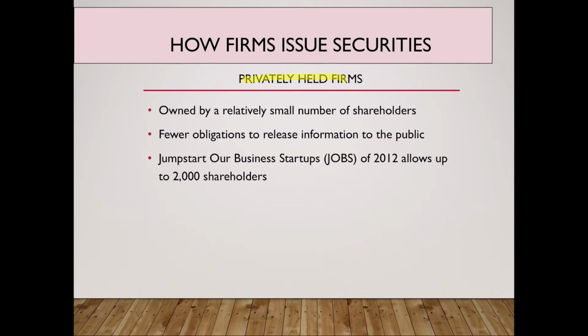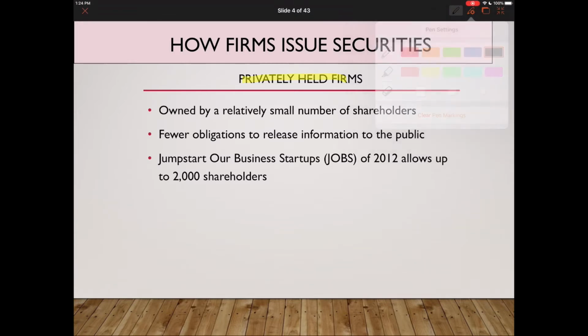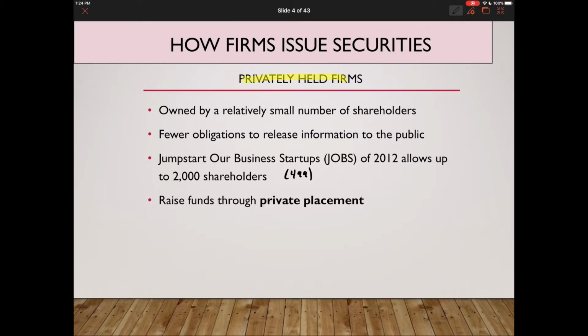In 2012, the Jumpstart Our Business Startups Act was put into effect, and what this did was increase the number of shareholders that these privately held firms could have, up to 2,000 shareholders. It was up to 499 shareholders, and these privately held firms raise funds through private placement. And just real quickly, this was key in 2012: the Jumpstart Our Business Startups Act, allowing you to go from 499 investors to quadruple that, up to 2,000 shareholders, provides much more access to capital for these privately held firms.